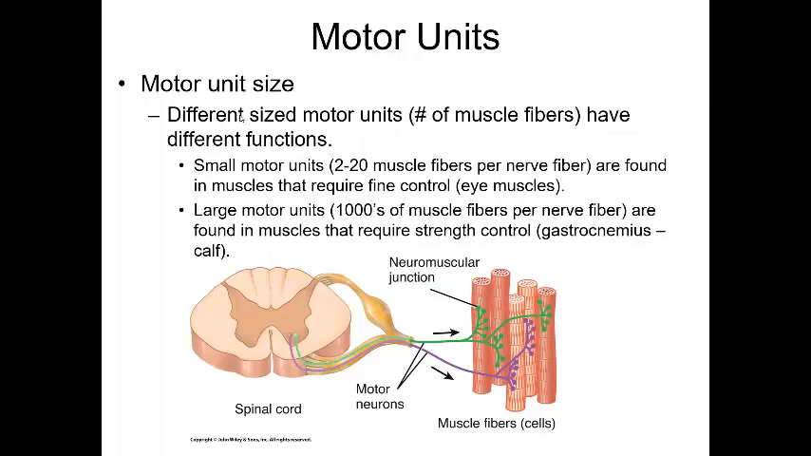Now, motor units can be different sizes. You can have smaller motor units, which can involve 2 to 20 muscle fibers, and you can have larger motor units, which go to larger muscles, such as the calf muscle. The calf muscle is the gastrocnemius muscle that can have thousands of motor units. The smaller motor units can go to muscles such as your eye muscles that control the movement of the eyeball, the lateral rectus, the medial, the superior and inferior rectus muscle. So they can be different sized motor units.